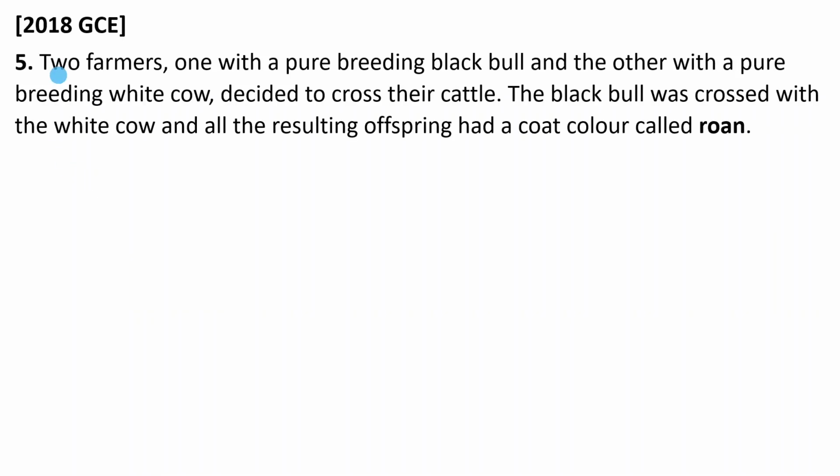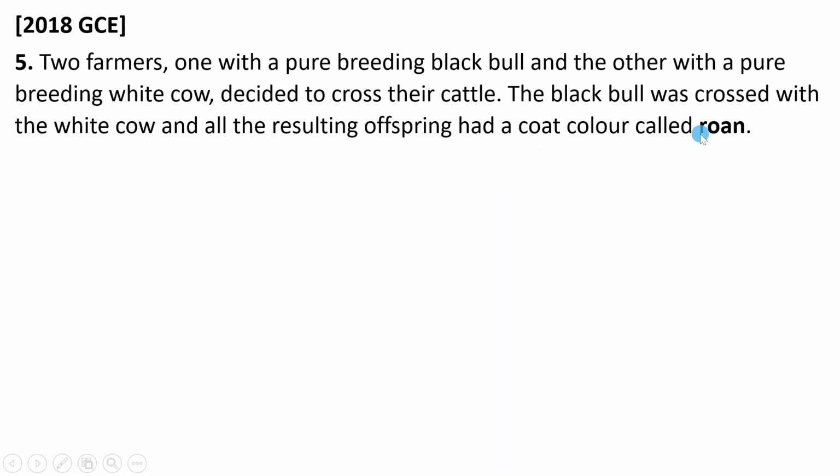Then we go to the question which came in 2018 GCE. Question 5 says: two farmers, one with a pure breeding black bull and the other with a pure breeding white cow, decided to cross their cattle. The black bull was crossed with the white cow, and all the resulting offspring had a coat color called roan.